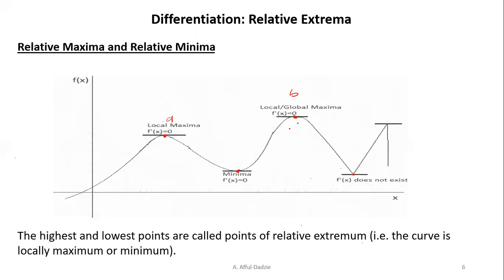So only at points where the curve rises, attains a maximum and changes direction, the rate of change is 0. We'll see how this actually applies in real life. So the highest and lowest points are called the relative extremum, i.e. the curve is locally maximum or minimum. These are the relative extremum points, or what we call the relative extrema. This is an extrema, this is an extrema, this is also an extrema. These are all maximum points.